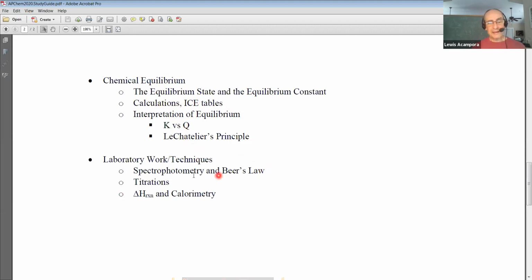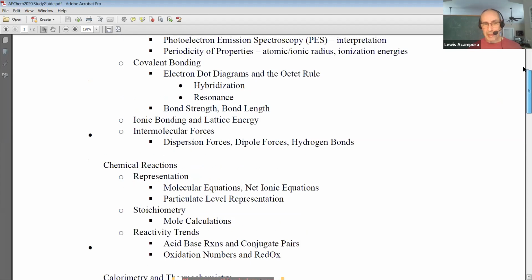And then the laboratory work and techniques that I think are likely to show up on the exams, because they are common enough and most students would have gotten to them: spectrophotometry and Beer's law, titration and titration data, and calorimetry and delta H measurements. So that is a pretty good review, I think, of what you might expect. And if I were studying for the exam, the things I would review for.